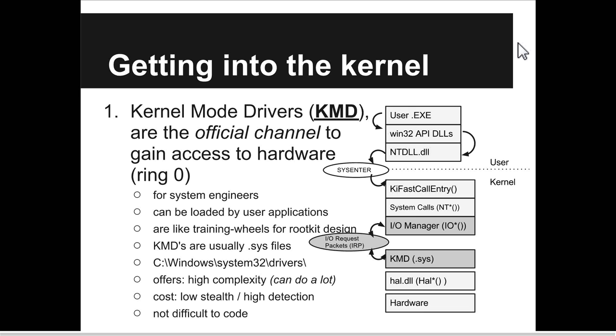So the general channel is that a user executable contacts the Win32 API, and then that goes through NTDLL. The sysenter system call is triggered, and the kernel handles that with the kernel interface fast call entry, and that interfaces with system calls. And then pretty much at the lowest level you can get is the IO manager system. The IO manager communicates with other drivers operating in kernel space with IO request packets. Oh, we covered that. And then the kernel mode drivers basically have to play ball with the API provided by the hardware abstraction layer DLL. And then basically it can touch the hardware.